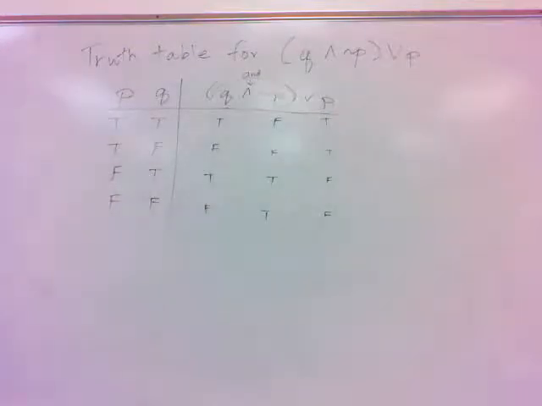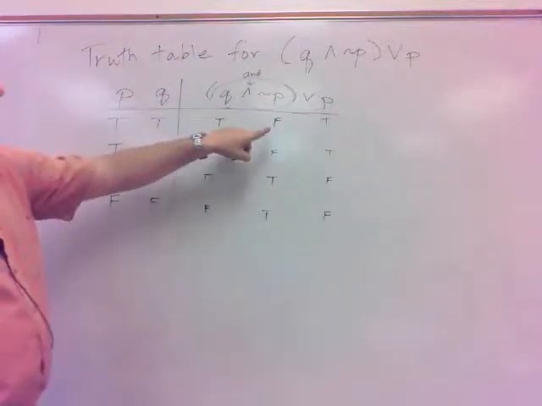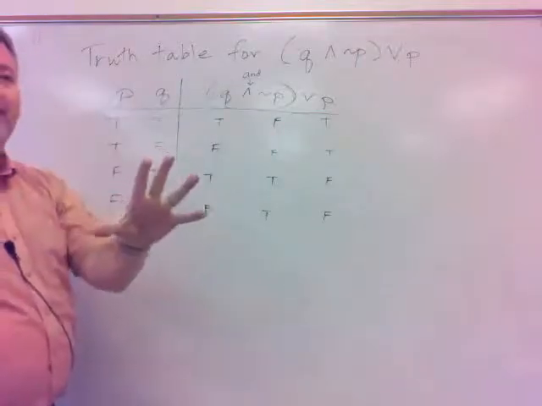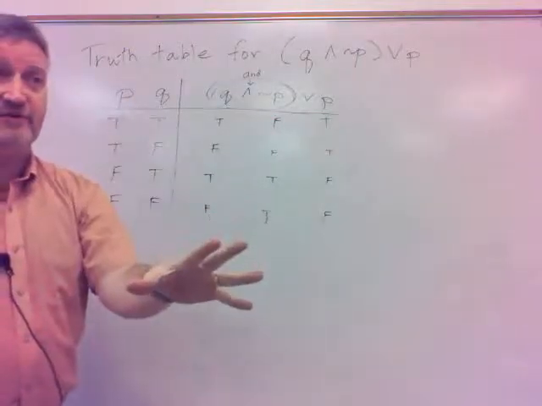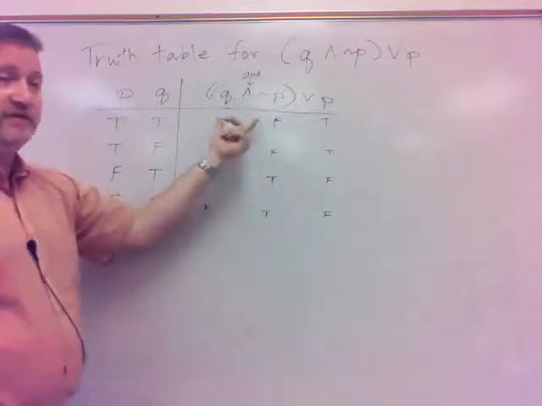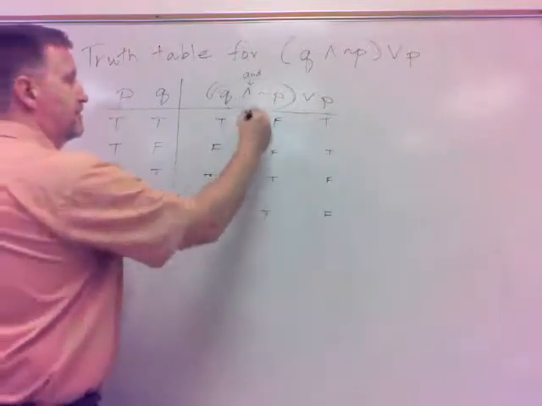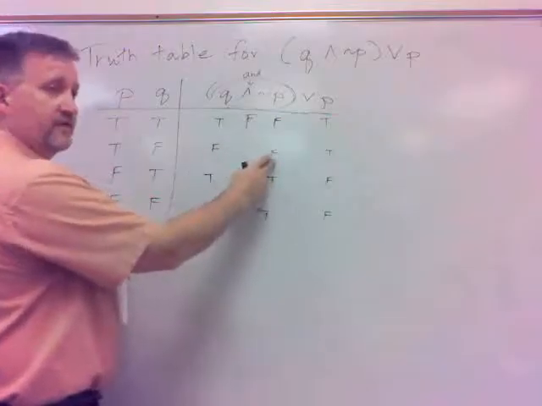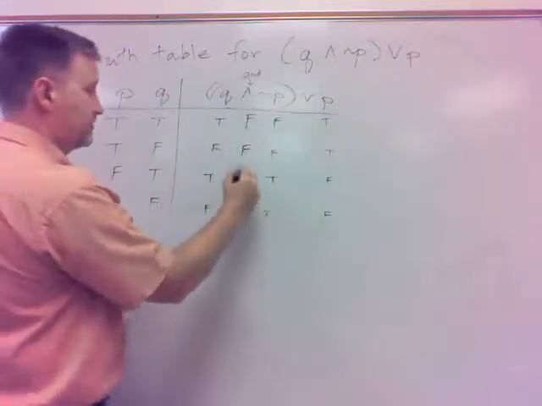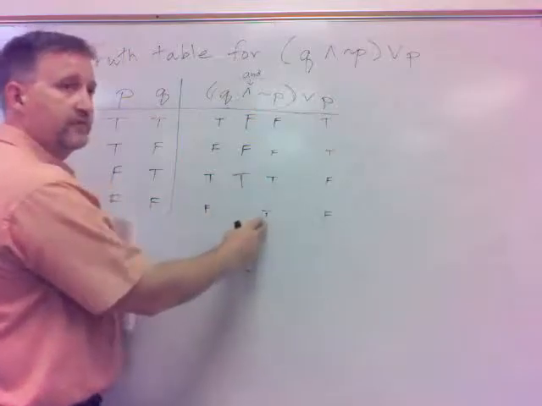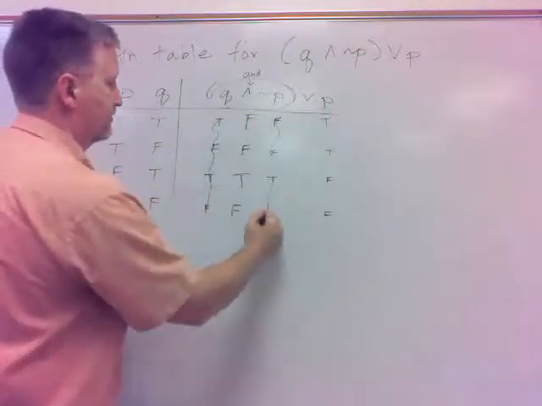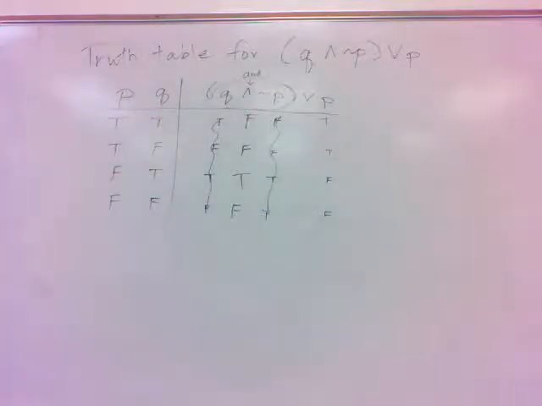So in the first line, what have I got? I've got true and false. How does AND work? AND, that's the restrictive one, right? It has to both be true for AND to be true. So true and false would be false. False and false would be false. True and true, that would be true. False and true would be false. Mark these out. We'll focus on that. With me?